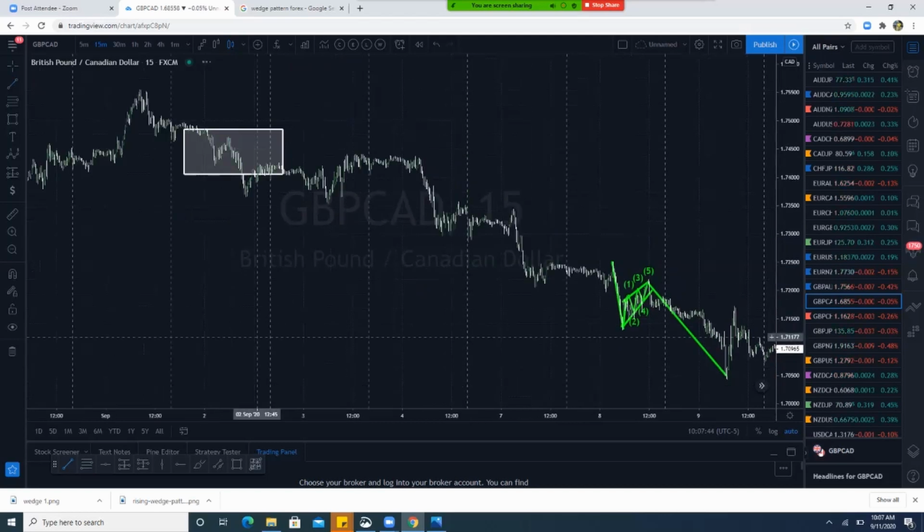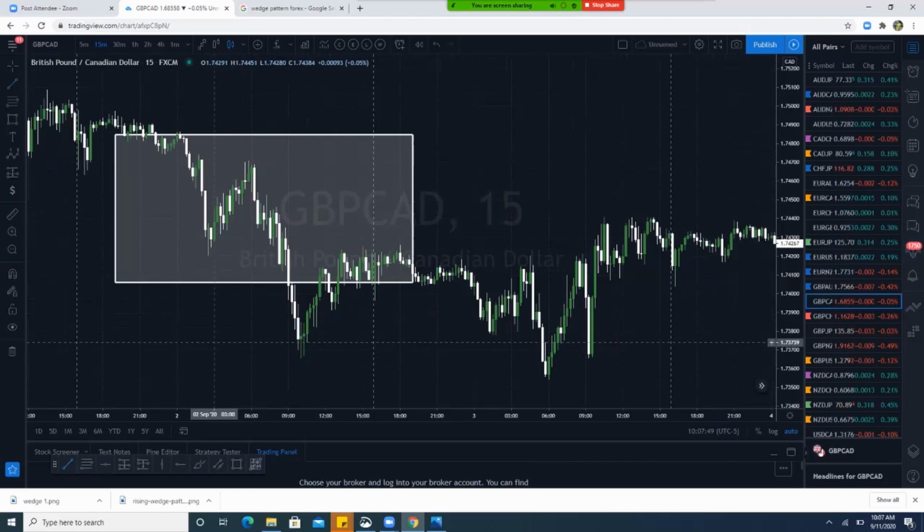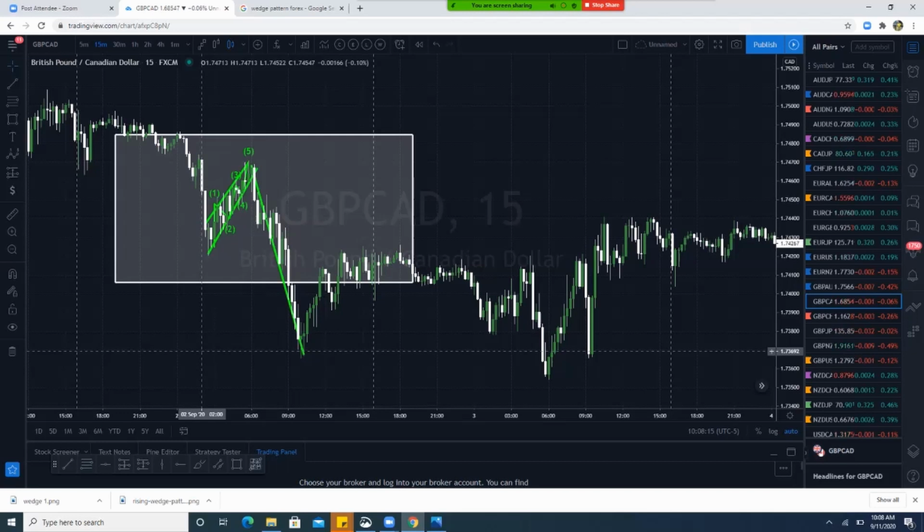I think I marked out another point where one might be. Here we go. So this was a real clean wedge. You got the wedge here, and then you have the higher highs and higher lows. It tightens up really well, and then it continues. And that's how you look for the wedge pattern.